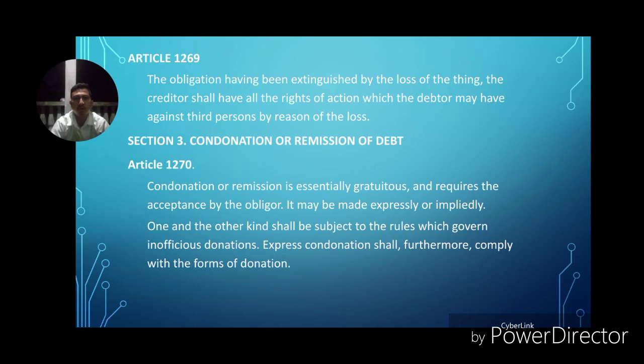Section 3. Condonation or remission of debt. Article 1270. Condonation or remission is essentially gratuitous and requires the acceptance by the obligor. It may be made expressly or impliedly. One and the other kind shall be subject to the rules which govern inofficious donations. Express condonation shall furthermore comply with the forms of donation.